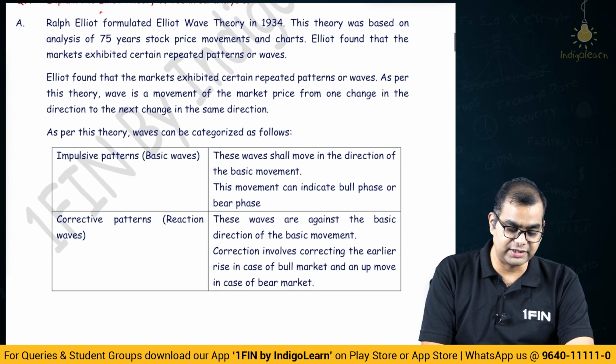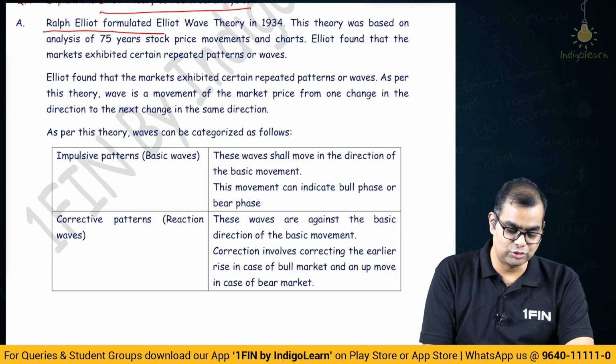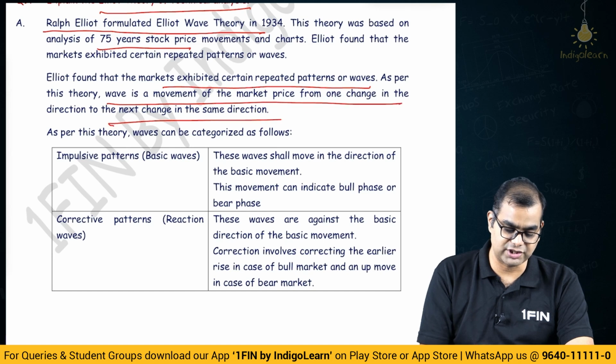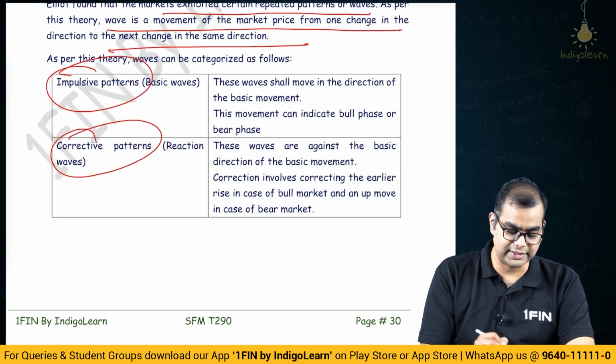Explain the Elliott theory of technical analysis. This is also a very interesting one. There is a gentleman called Ralph Elliott who formulated this theory in 1934. The theory was based on analysis of 75 years of price movements. He found that the markets exhibited certain repeated patterns or waves. As per this theory, a wave is a movement of the market price from one change in direction to the next change in the same direction. There are 2 kinds of waves, impulsive patterns and corrective patterns.